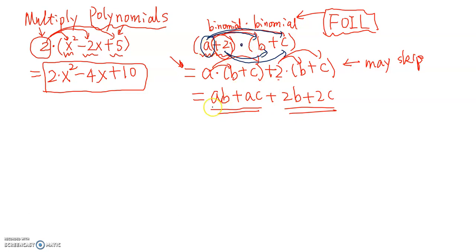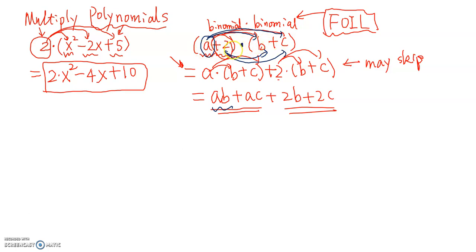So A times B is AB. A times C is AC. And then 2 times B is 2B and 2 times C is 2C. So you might be able to skip that step right there. And the idea is the way it's written, it's like telling you got to do multiplication between these 2 pairs of parentheses.